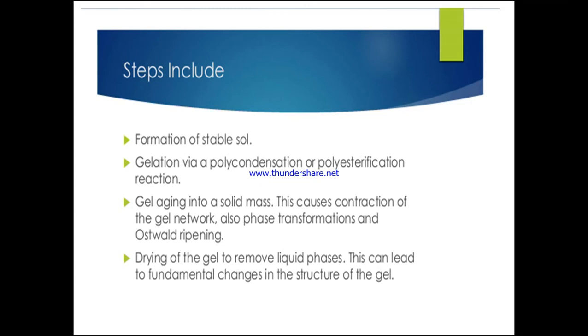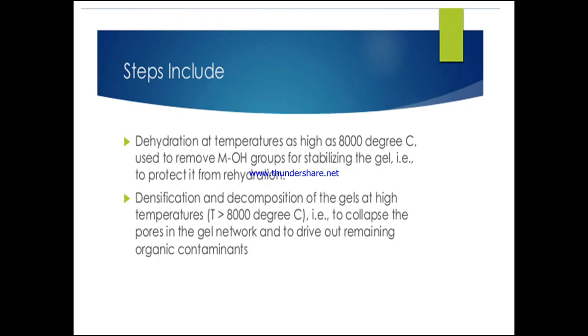So this is the process we are having: the formation of the stable gel, gelation via a polycondensation or polyesterification reaction, and gel aging into a solid mass. This causes contraction of the gel network, also phase transformation and Ostwald ripening here. Then drying the gel to remove the liquid phase. This can lead to fundamental changes in the structure of the gel.